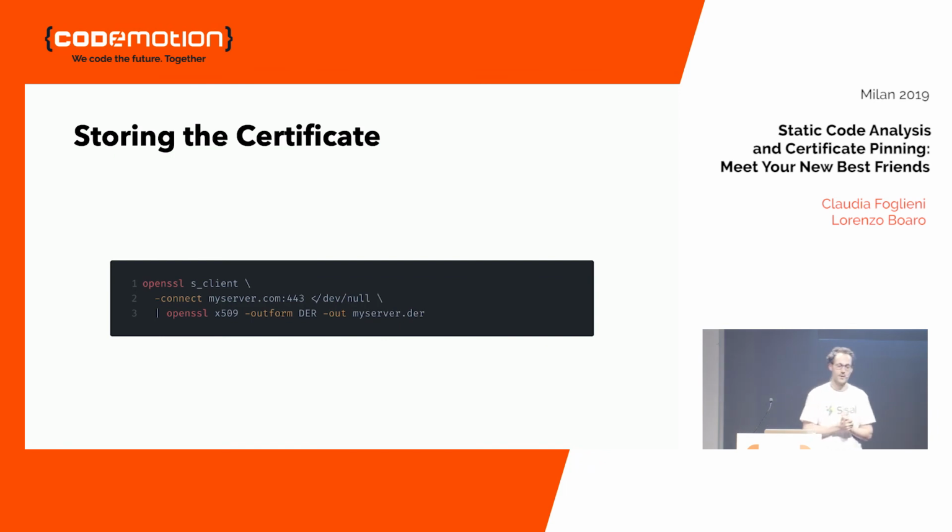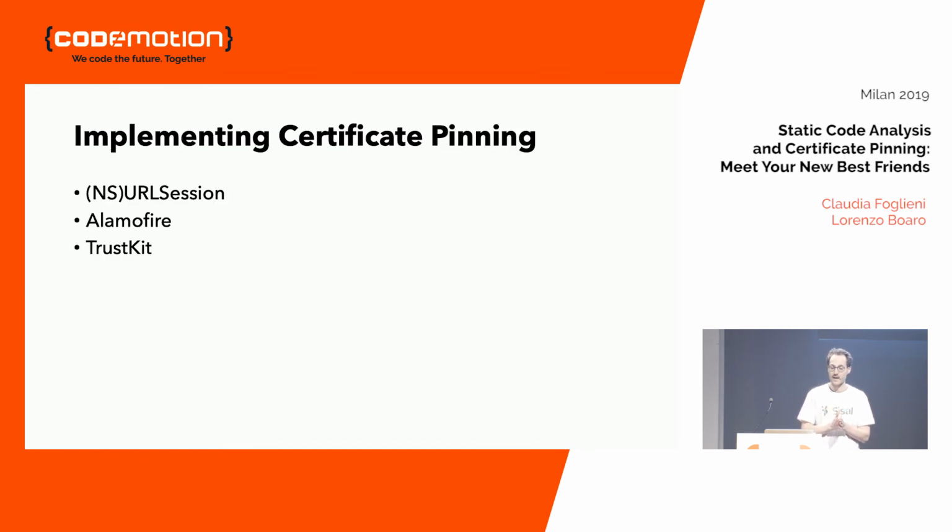First of all, you need to grab the certificate from your server. In order to grab the certificate from your server, you can use a script like that with the OpenSSL command. This command does simply the following. It connects to your server, myserver.com, to the specific port, and then using an encoding of DER, it saves the file to your file system with a DER extension. Okay, now we have the certificate.